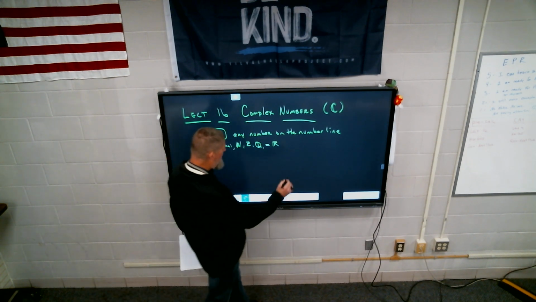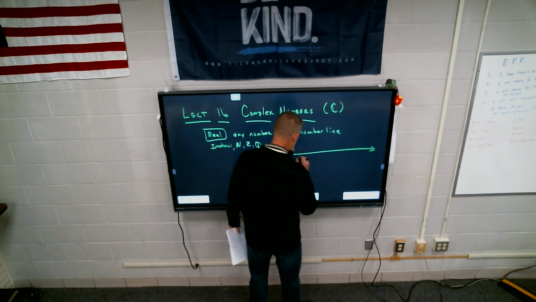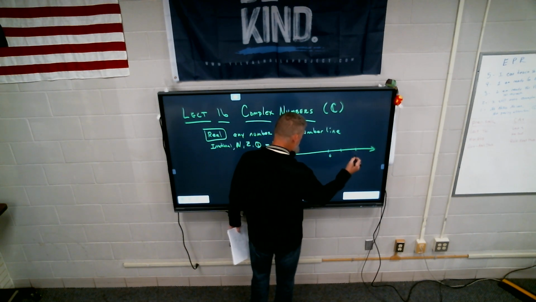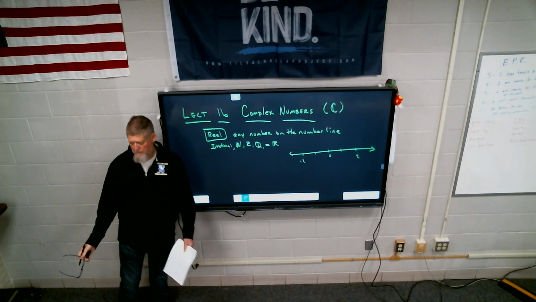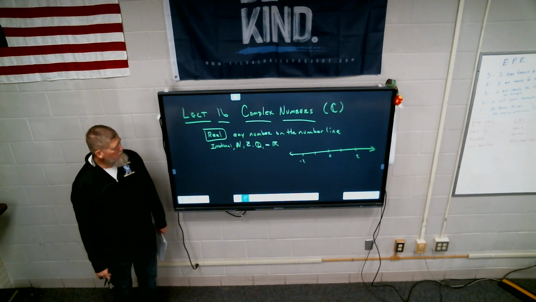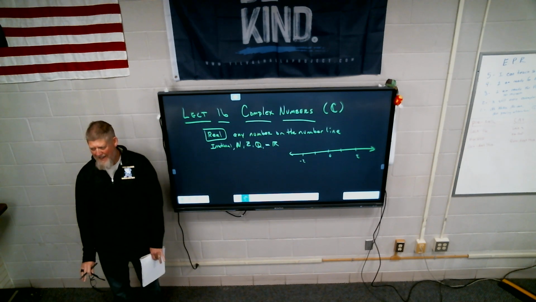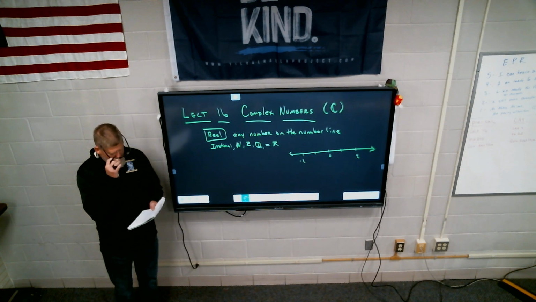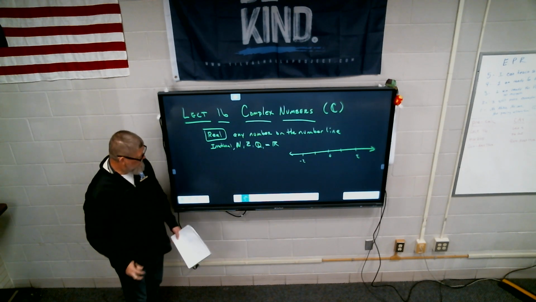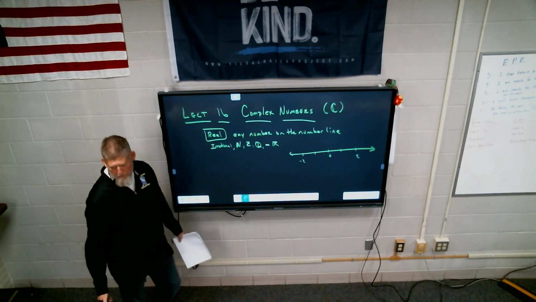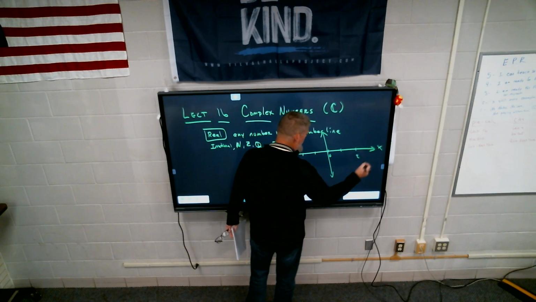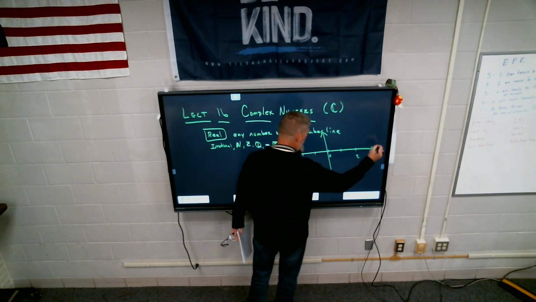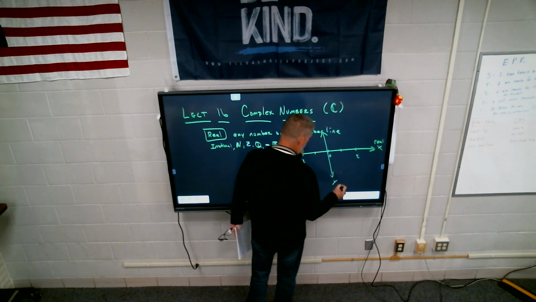So if we think about a number line, 0, 1, 2, -1, -2, any number that can be placed on the number line is a real number. But then we have this world of complex, these imaginary numbers. So imaginary numbers are actually going to, or could be graphed on a horizontal line. So here we have our x and our y. We also could have our real and our imaginary.